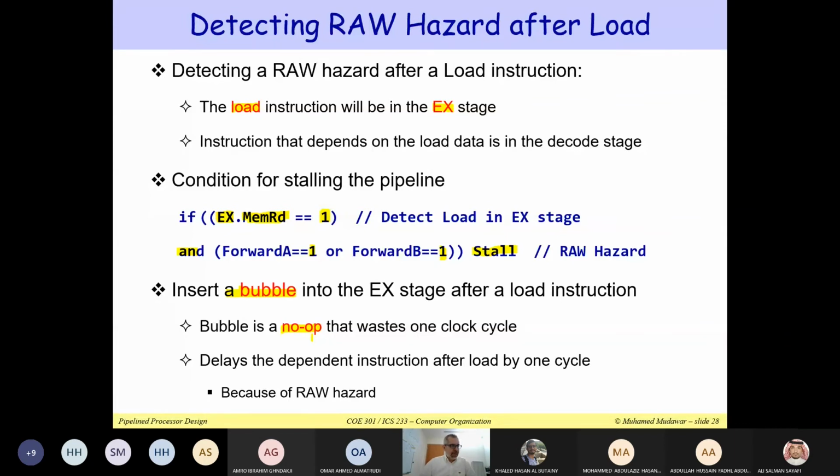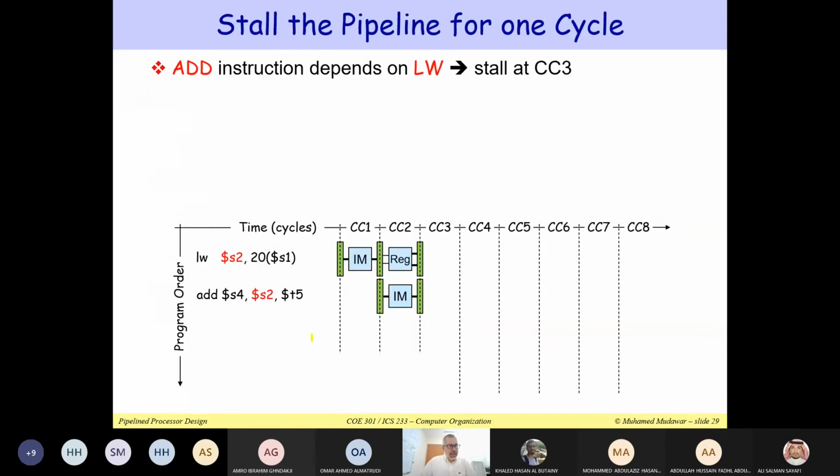But here we don't really have an instruction. We are actually going to inject a bubble, and the way that we do it is by clearing the control signals, by making register write equal to 0 and memory write equal to 0, so basically it will have no effect. So that's a simple way to implement a bubble in the pipeline. So let us take a look here at how we implement this. How do we handle this?